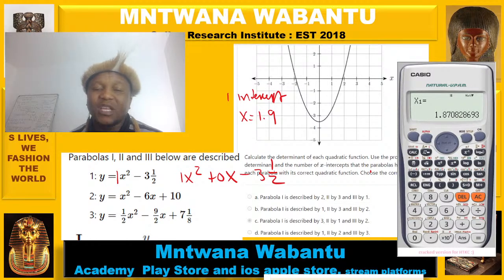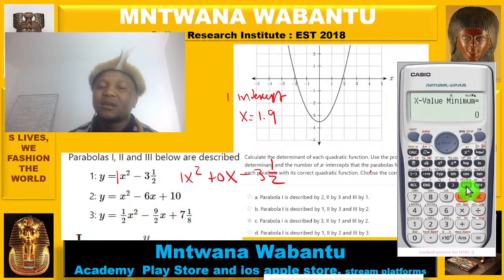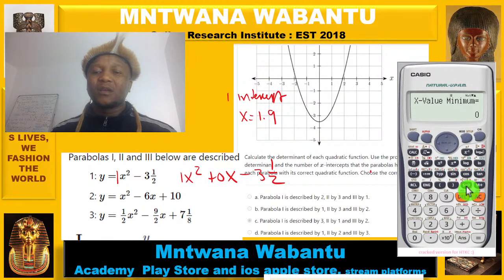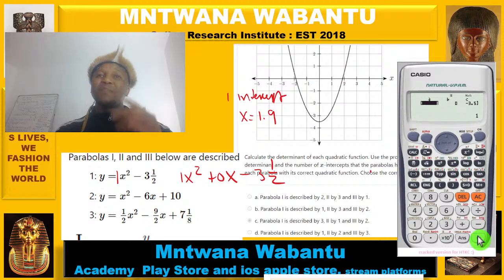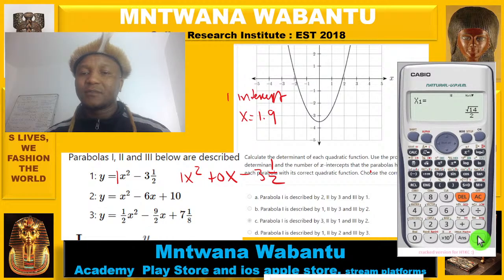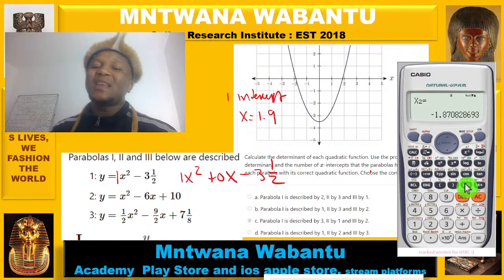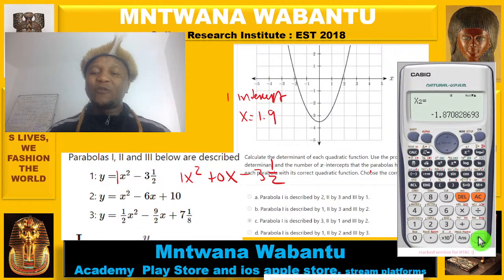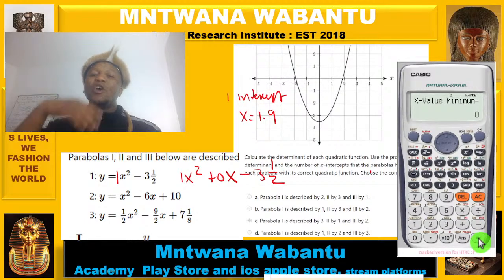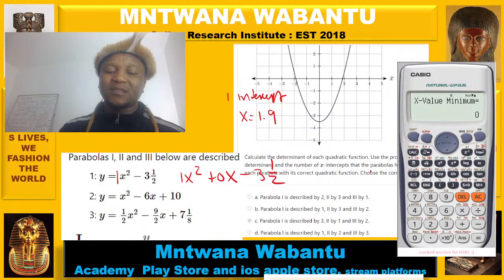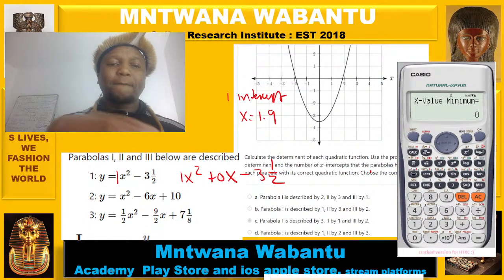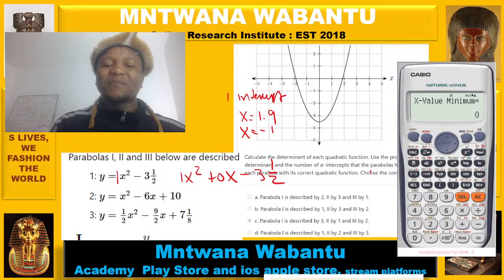Okay, now let's go for the second one. For the second one, just press equal again. When you press equal again, it's going to be the same value, but negative. Oh, I pressed twice. I'm sorry. So just press equal again, because you should not go to minimum value, maximum value. Just press there, and then just press SD. You got what I'm saying? So negative 1.87 is like negative 1.9. If you press twice, it takes you to the minimum value and maximum value. You don't need that. So it's negative 1.9. That's my answer. So the other X-intercept is negative 1.9.